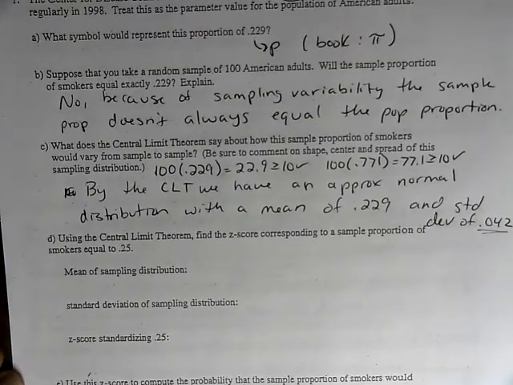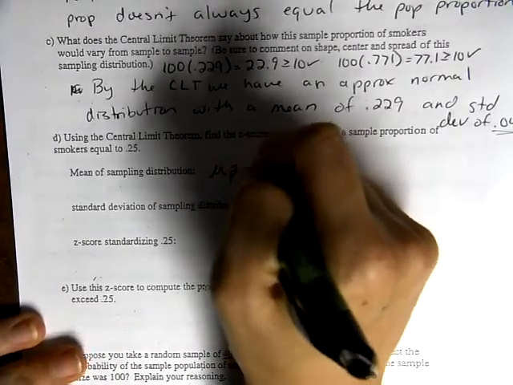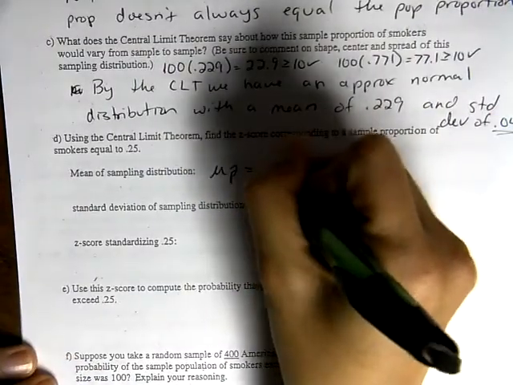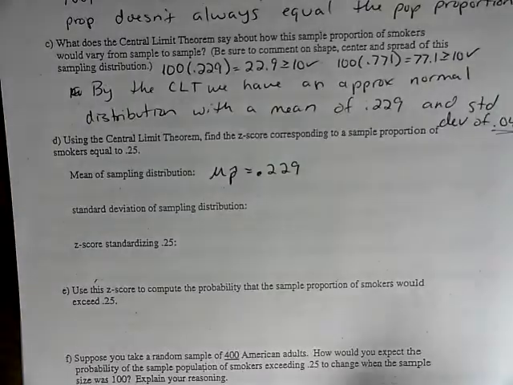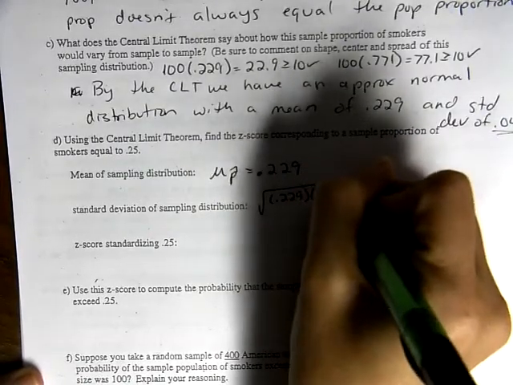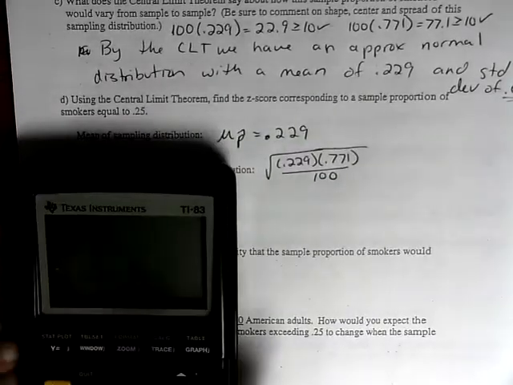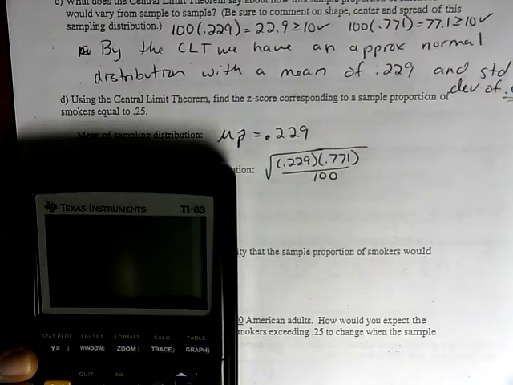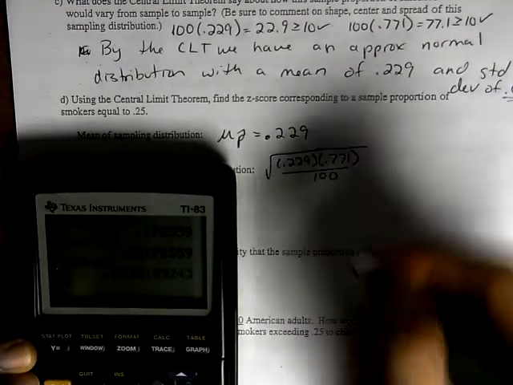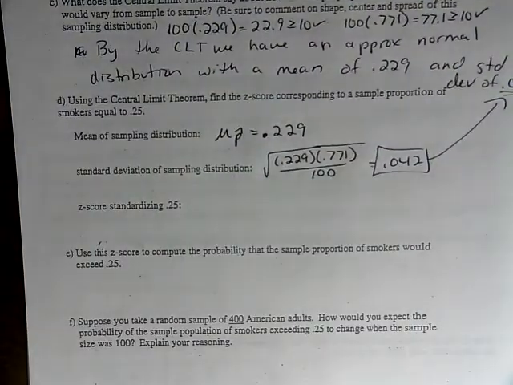Use the central limit theorem to find the z-score corresponding to the sample proportion of smokers equaling 0.25. So again, our mean is going to be 0.229, standard deviation is the square root of 0.229 times 0.771 divided by 100. So 0.042. That's where I got that number. I just did it ahead of time.